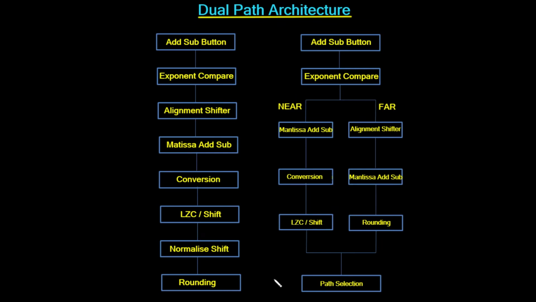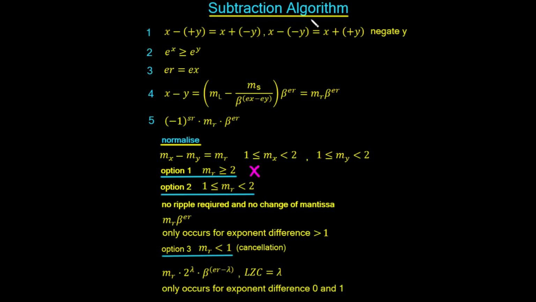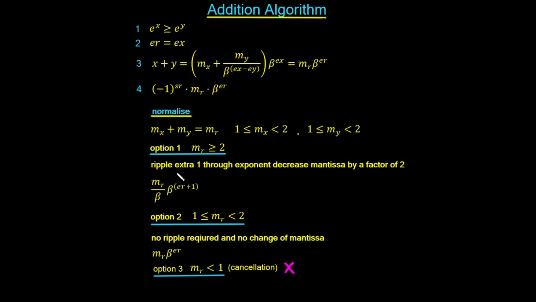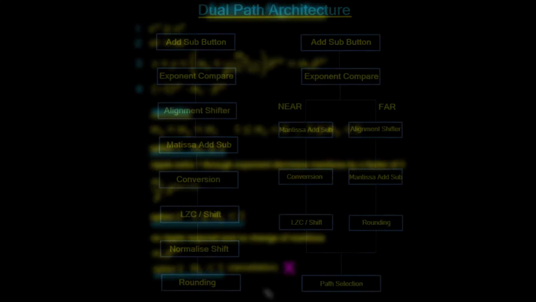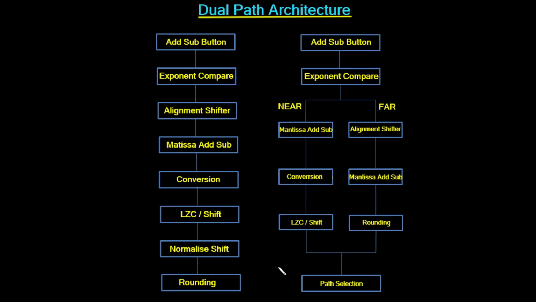Now what we'll do is we'll compare the simple architecture that we have here on the left to this dual path architecture through this video. Now I'm going to be jumping back and forward through the subtraction algorithm and the addition algorithm, and we're going to pick out the points in these algorithms that are the same, because we want to reduce any redundancy in this simple algorithm on the left.